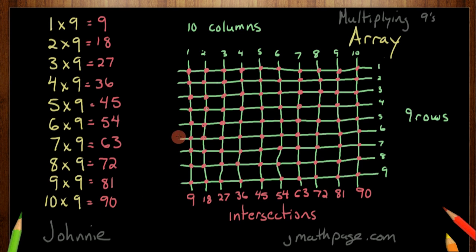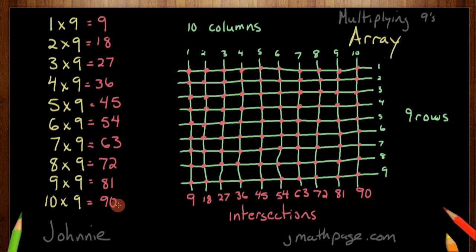So using the array, using columns and rows, we found out the multiples of 9. 9, 18, 27, 36, 45, 54, 63, 72, 81, and 90. We see them over here too. 9, 18, 27, 36, 45, 54, 63, 72, 81, and 90.